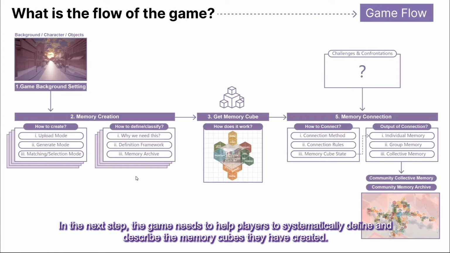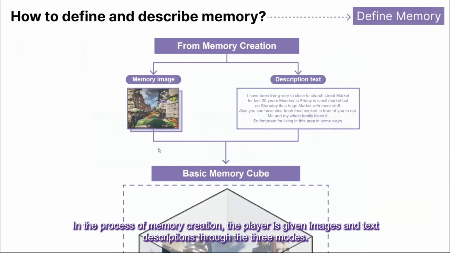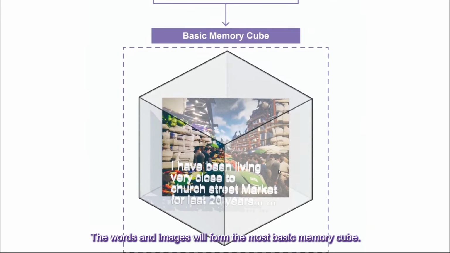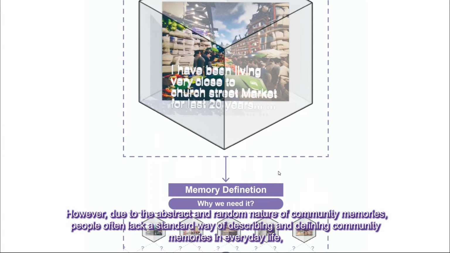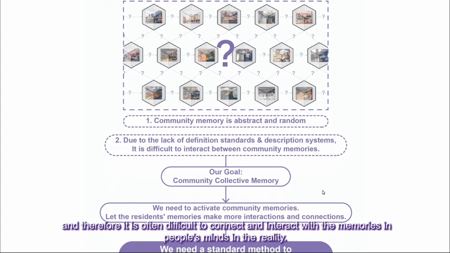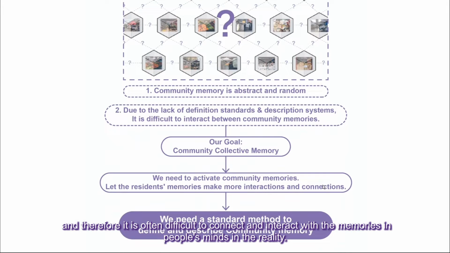In the next step, the game needs to help players to systematically define and describe the memory cubes they have created. In the process of memory creation, the player is given images and text descriptions through the three modes. The words and images will form the most basic memory cube. However, due to the abstract and random nature of community memory, people often lack a standard way of describing and defining community memory in everyday life, and therefore it is often difficult to connect and interact with memories in people's minds in reality.